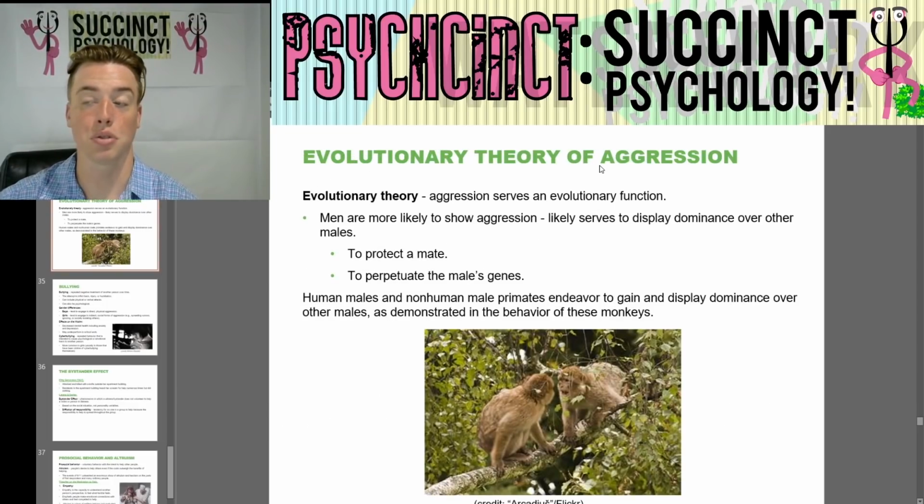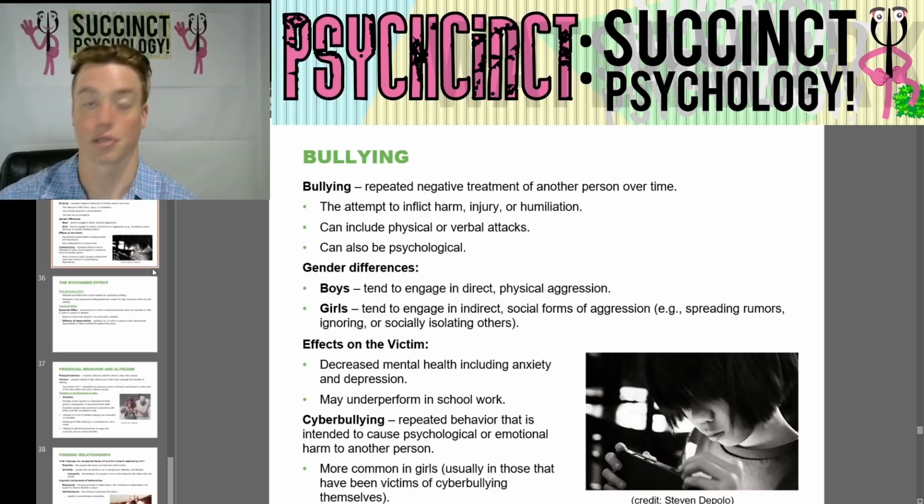We have the evolutionary theory of aggression, which is that aggression serves an evolutionary function. Men are more likely to show aggression, and it likely serves to display dominance over other males, for example, to protect a mate or to perpetuate the male's genes. Human males and non-human male primates endeavor to gain and display dominance over other males, as demonstrated in the behavior of these monkeys. They're yelling and fighting, trying to establish dominance.